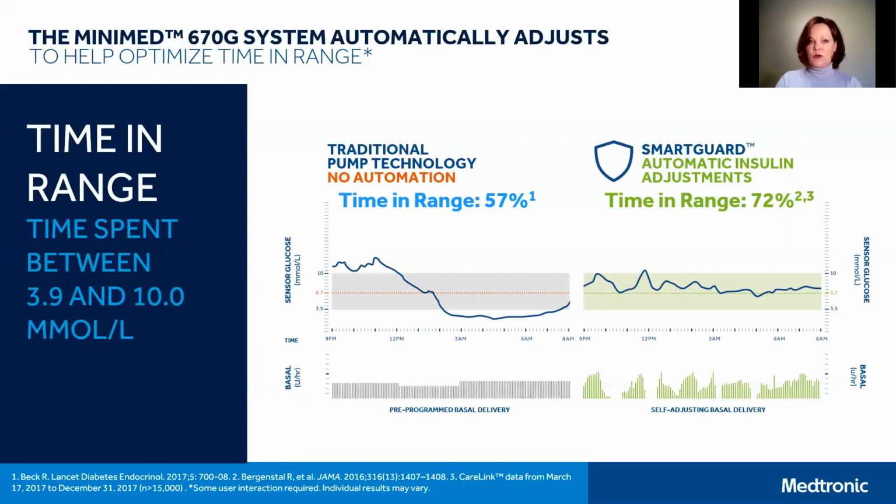When comparing these two graphs, it shows that auto mode is able to accomplish a higher time in range of 72% versus using traditional pump and CGM technology with 57% time spent in range. That's an extra 3.6 hours each day in range of 3.9 to 10 millimoles when using auto mode.